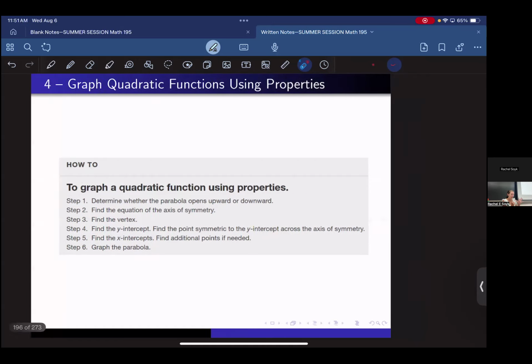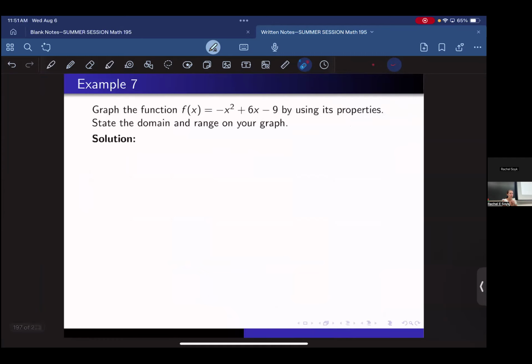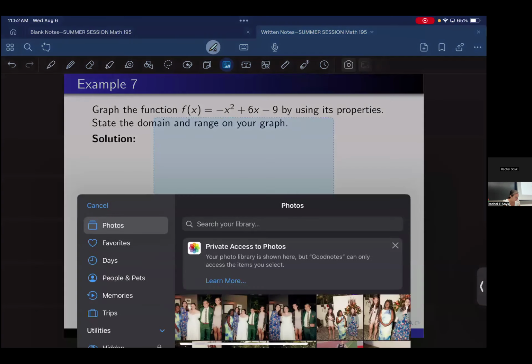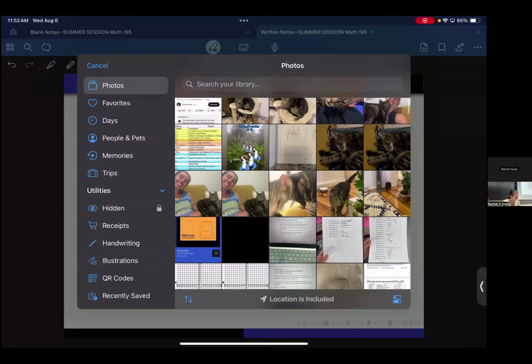So let's practice. We're asked to graph this function -x² plus 6x minus 9. And then once we finish graphing it, we want to state the domain and range of our function. So I'm going to bring in the graph so I don't have to label.